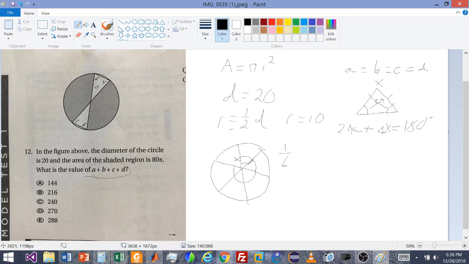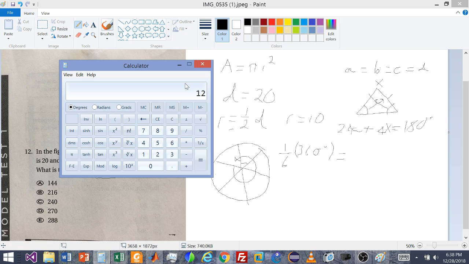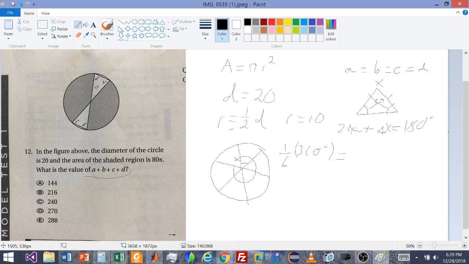So I can take 1/6 of 360, right, and divide that, and I will get how many degrees that small portion is. So you can just take any calculator, and you just multiply across. So 360 times 1, and then divided by 6 equals 60 degrees.